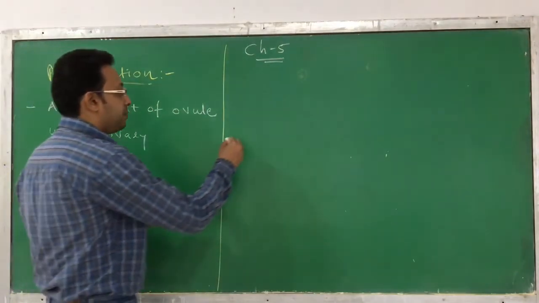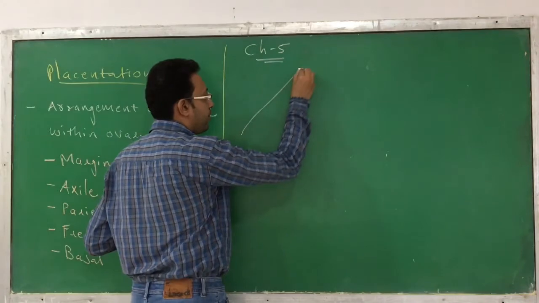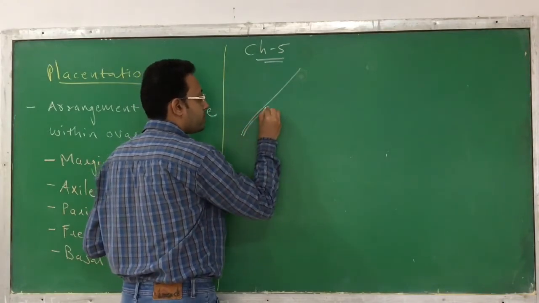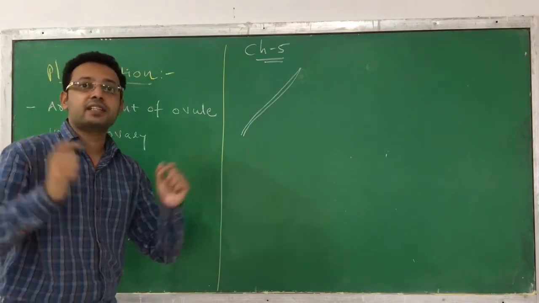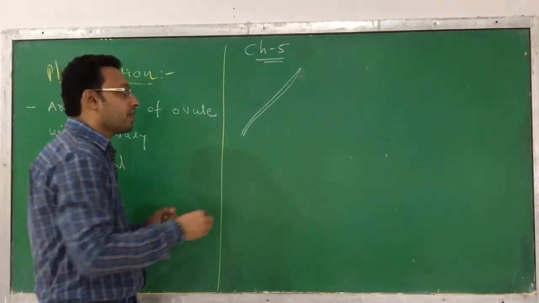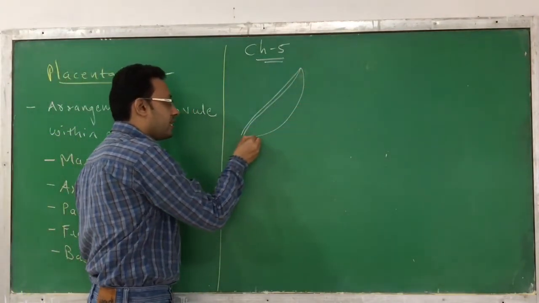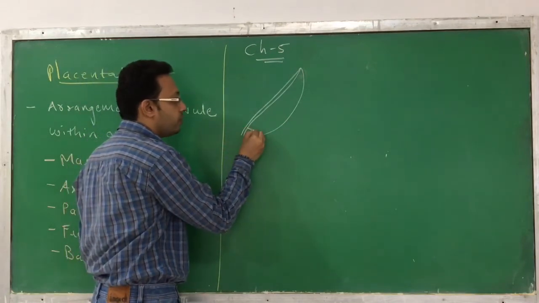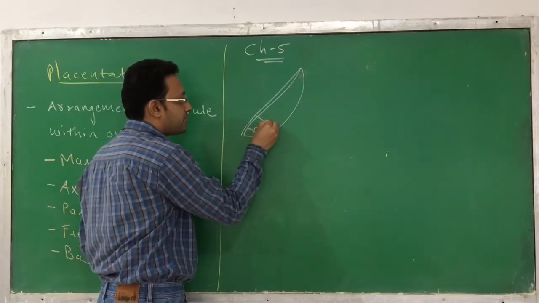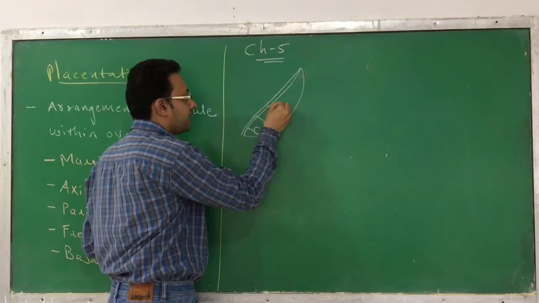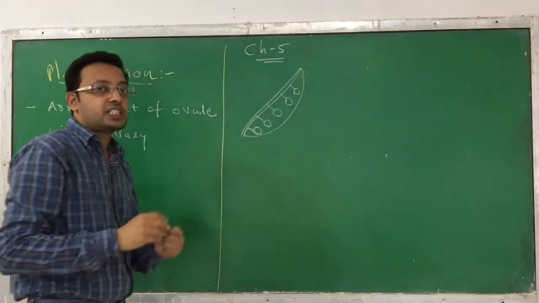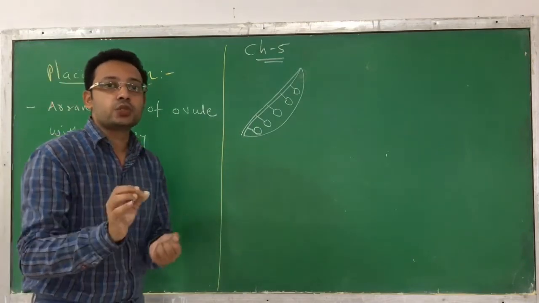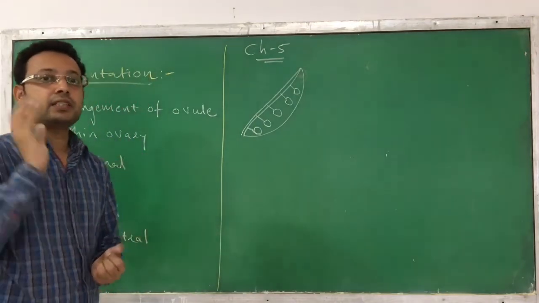In marginal placentation, the placenta forms a ridge. This is the ridge which is going to be formed. This ridge is formed along the ventral surface of an ovary. Along this ridge, there is a formation of ovules. Ovules are present on both sides, like this. Clear? Such kind of arrangement is known as marginal placentation.